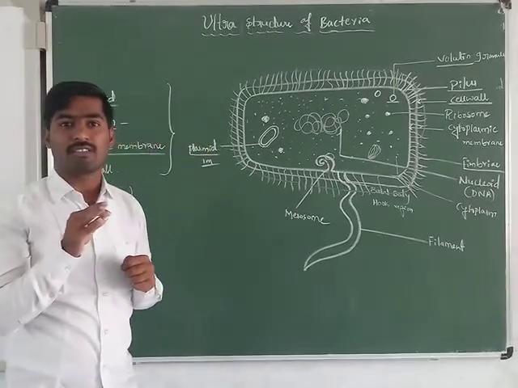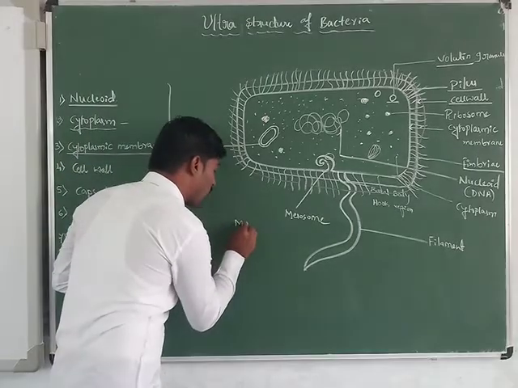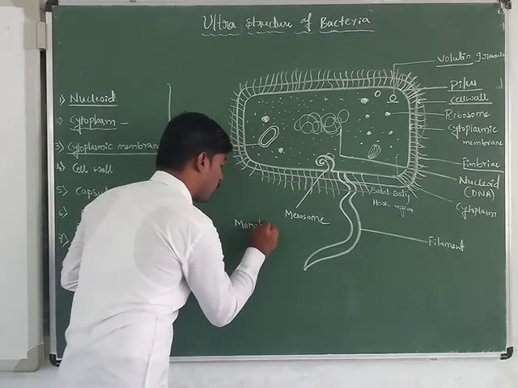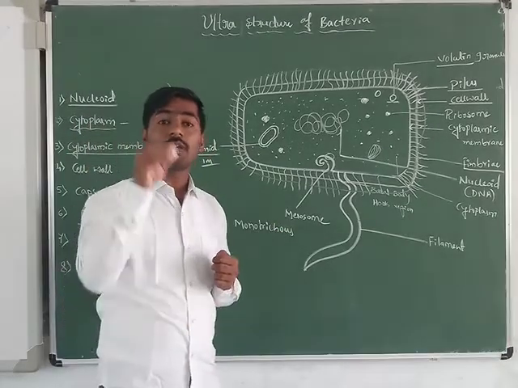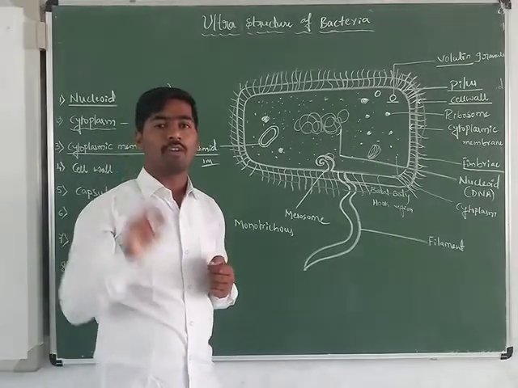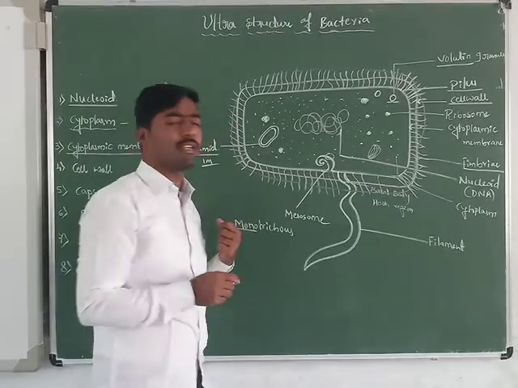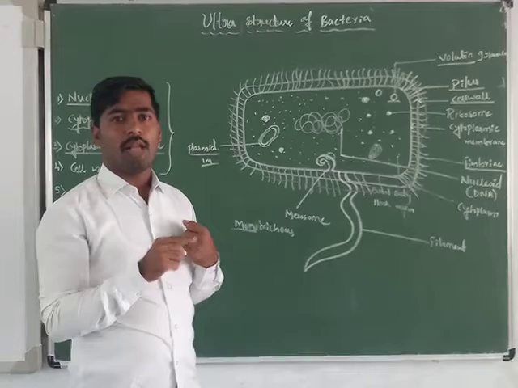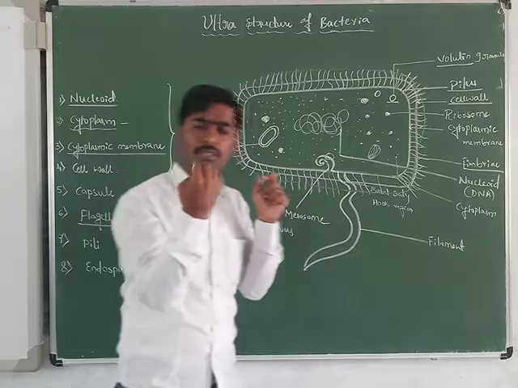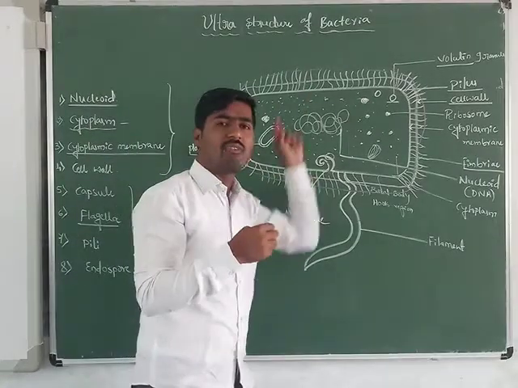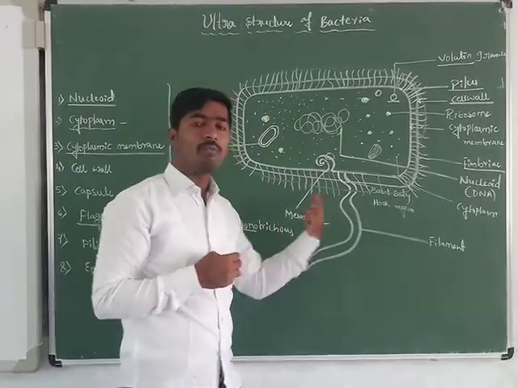On the basis of the presence of flagella, bacteria are divided into monotrichous, lophotrichous and peritrichous. Mono means single: the bacteria consist of only one flagellum. Lopho means the bacteria have flagella at both ends. Peri means the presence of many flagella throughout the cell wall of the bacteria. Flagella are helpful for movement or motility.